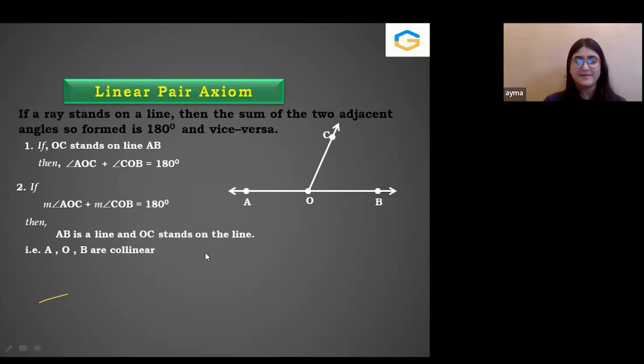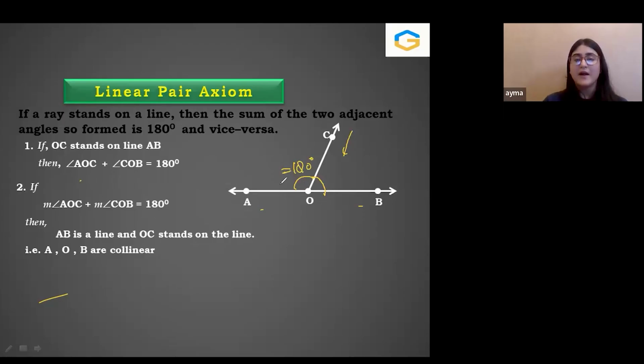देखो इसका मतलब क्या है basically, कह रहा है हमारे पास एक एक्सियम होता है लीनियर पेयर में, कहता है कि अगर आपके पास एक रे है which stands on a line. अगर आपके पास एक लाइन है let's suppose और उसके ऊपर आपकी एक रे गिर रही है, जैसे आप यहाँ की तरफ देख सकते हो, this is a line and a ray, it's standing, right? तो कह रहे हैं जो adjacent angles का सम है वो बराबर होगा 180 डिग्री। We know this, right?